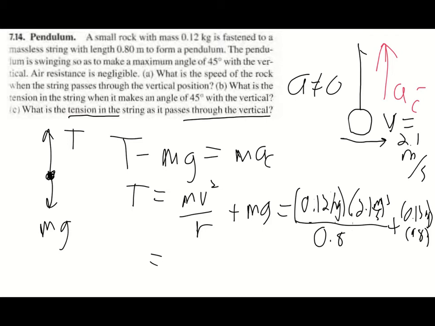Okay. When you calculate all that out, the first term is 0.12 times 2.1 squared divided by 0.8. I got 0.66 newtons. And for the other one, 0.12 times 9.8, I got 1.17. So I add 0.66 to that, and I have 1.1.